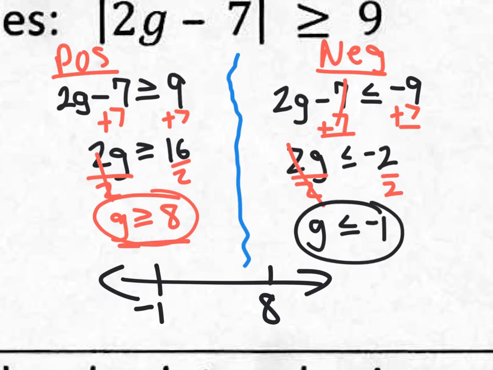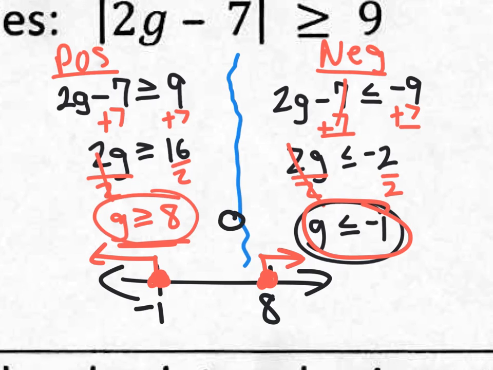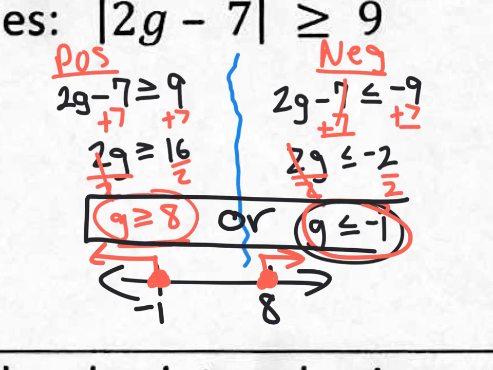Let's focus in on this one right here. G is greater than or equal to 8. Okay, greater than or equal to is a solid dot. It's going to the right. And the other one that says g is less than or equal to -1, solid dot, less than is to the left. So these areas are apart, which means that your answers have to stay apart with the word or right between them. So your final answer on your answer sheet tomorrow, you have to write both of them. G is greater than or equal to 8, or g is less than or equal to -1.